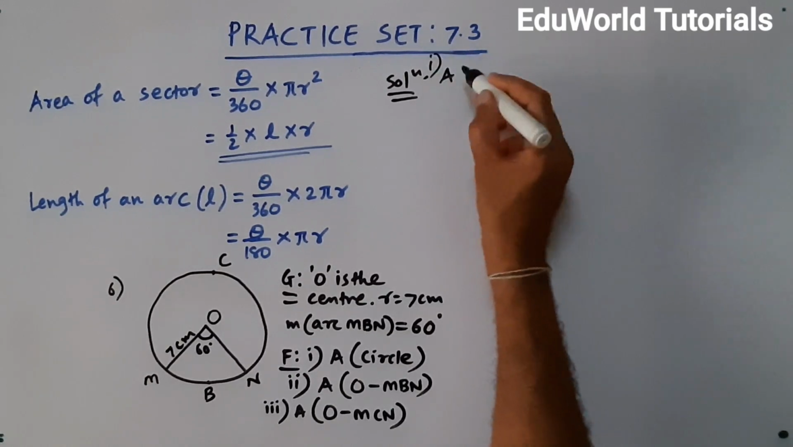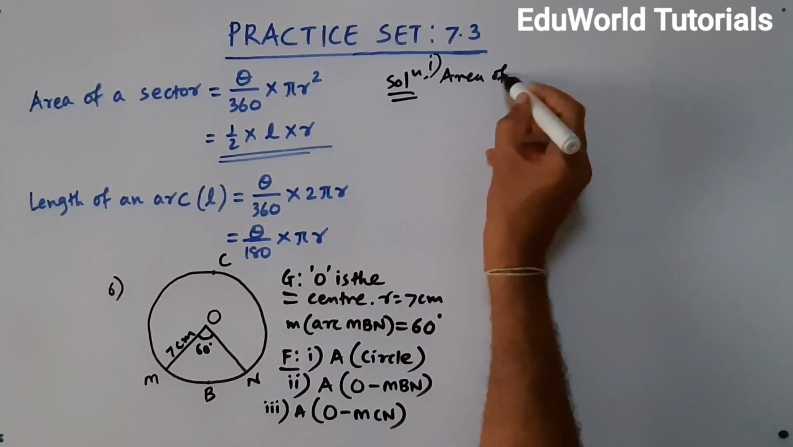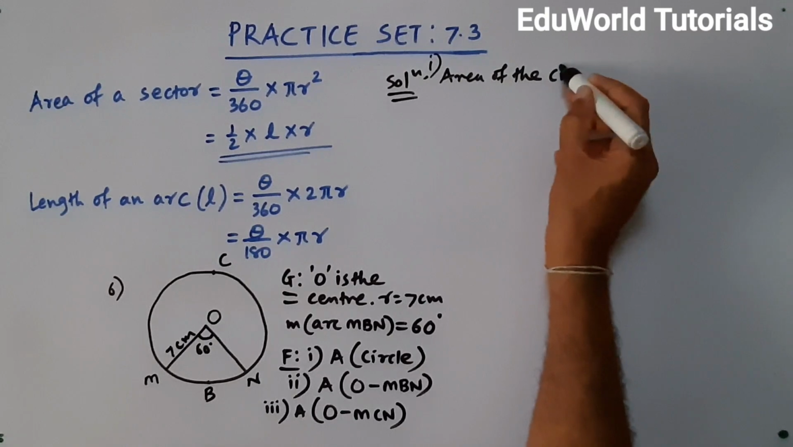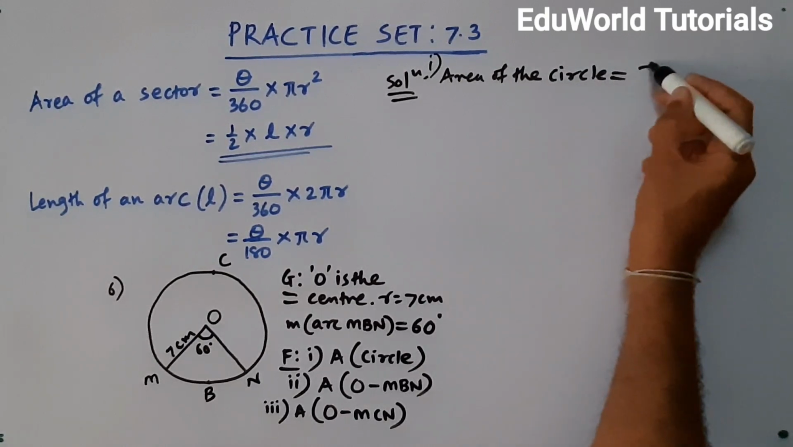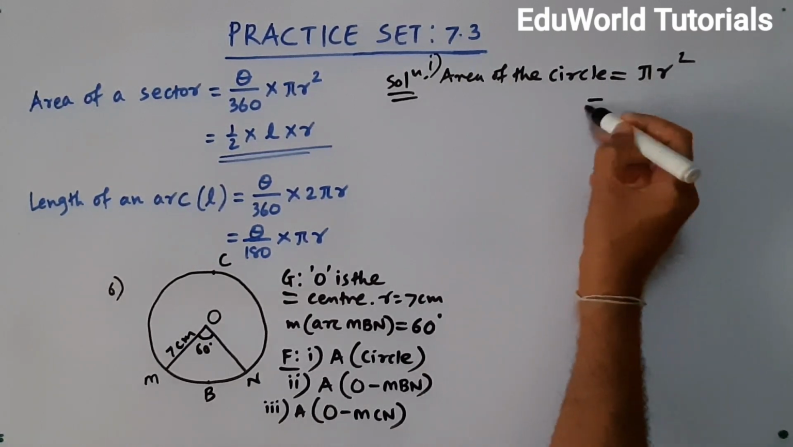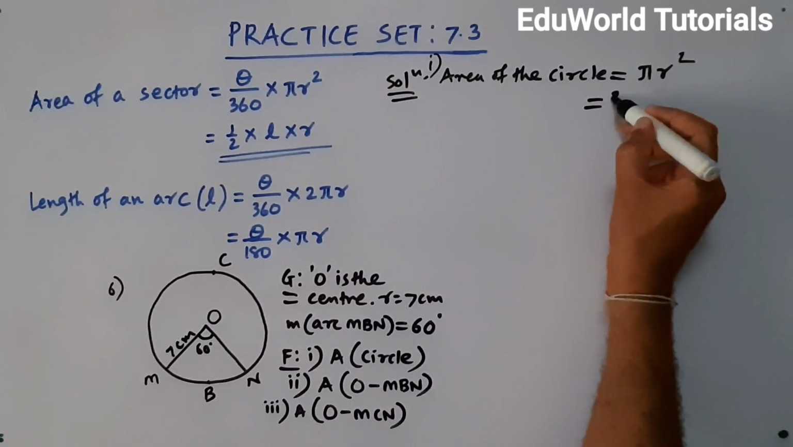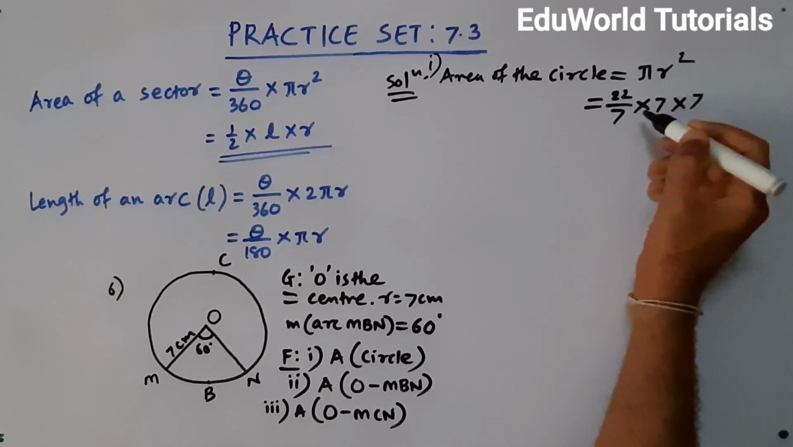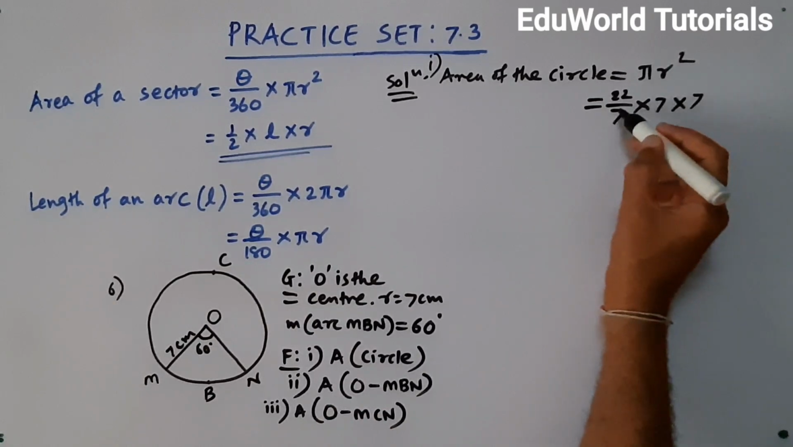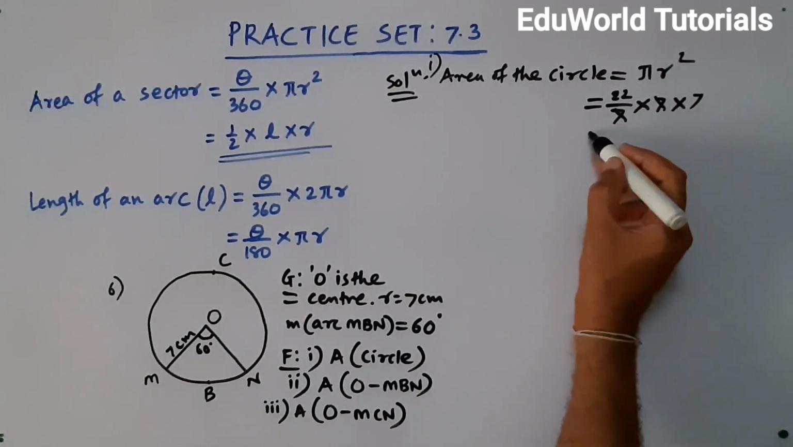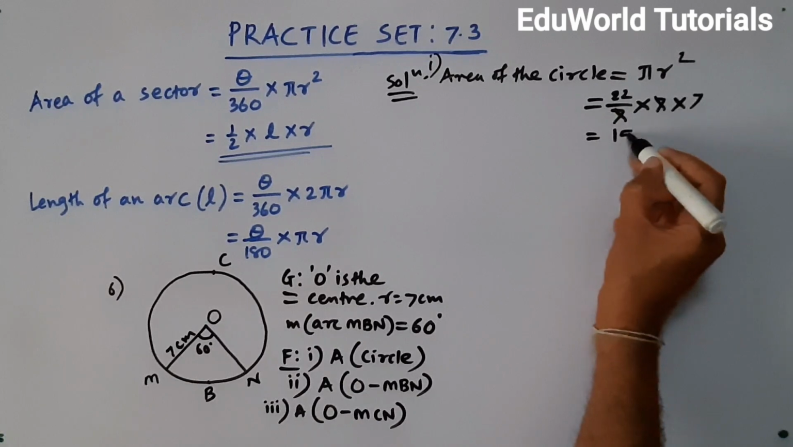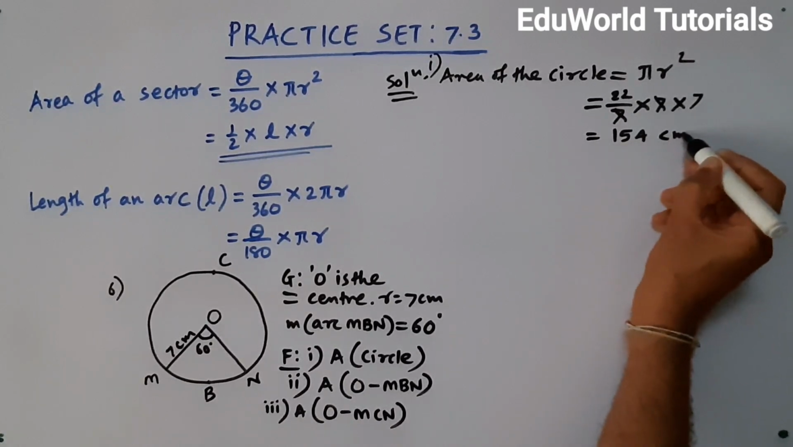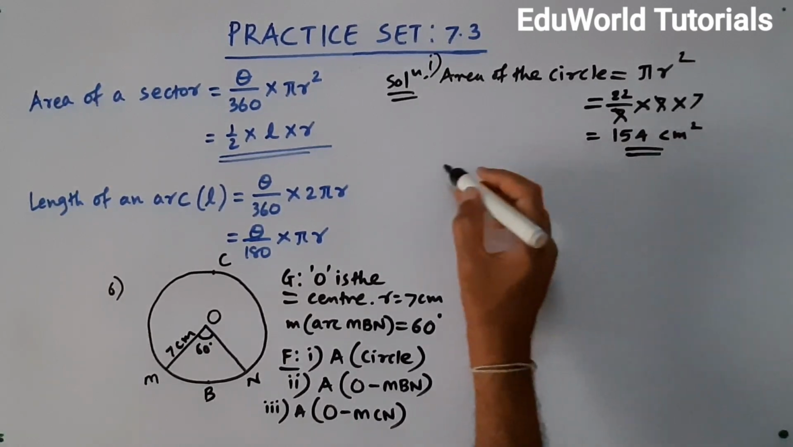Area, first answer. Area of the circle. What is the formula, student? Recall it. It is pi r square. Value of pi we will take 22/7 as it is not mentioned here. Radius is 7 into 7. We took 22/7 only because this radius is 7. Cut 1 7 with the 7. 22 7s are 154 centimeter square. This is our first answer.